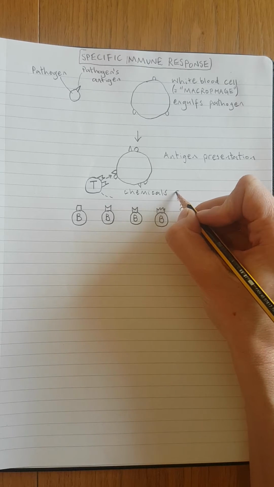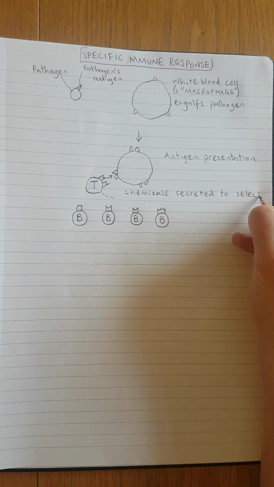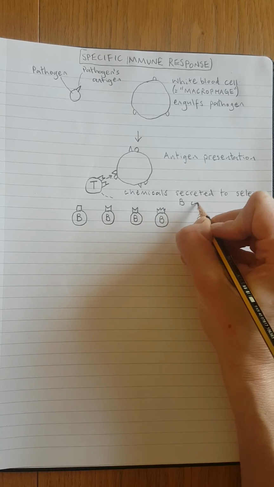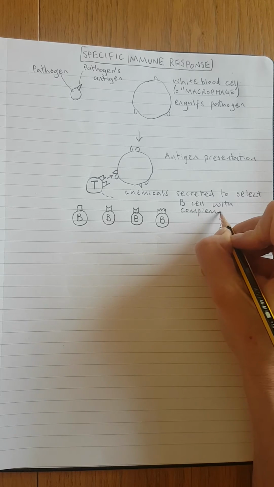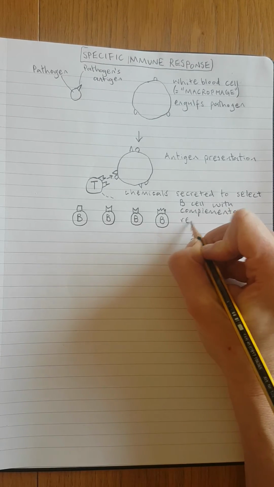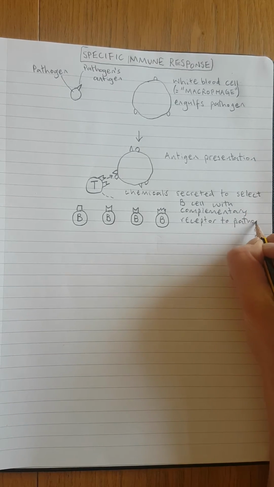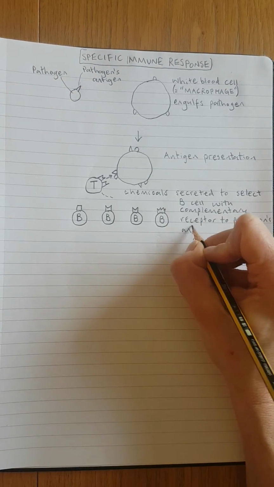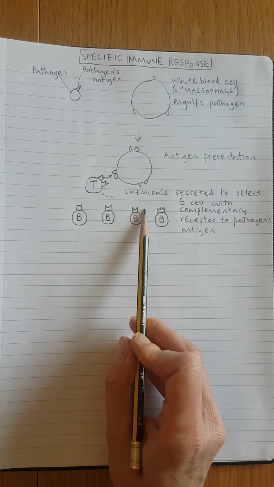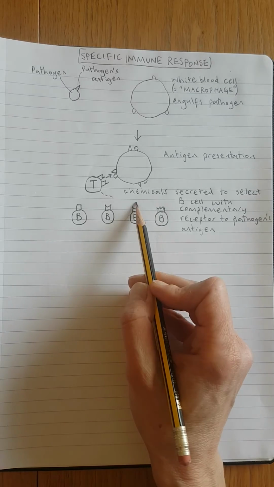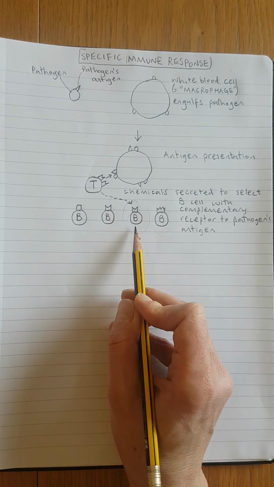So let's write that down. Chemicals secreted to select the B cell with complementary receptor to the antigen. And remember, it's the pathogen's antigen that we're really interested in, because we want to make something to be complementary to that. So in my little picture, I don't know if you spotted, but this is the B cell that's got the receptor. This is the one that has to be selected. So the chemicals are going to be secreted onto this B cell.